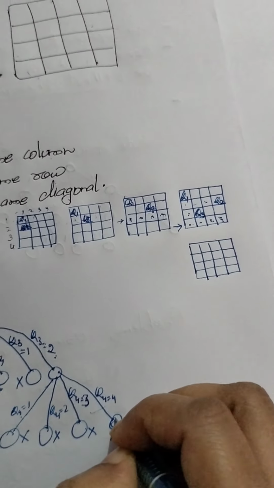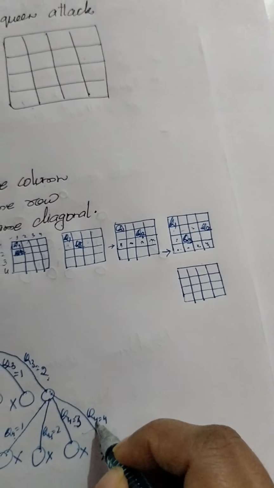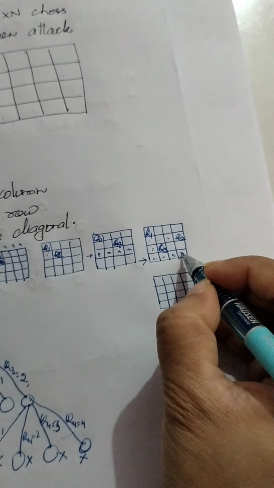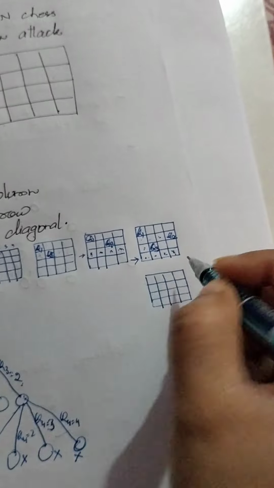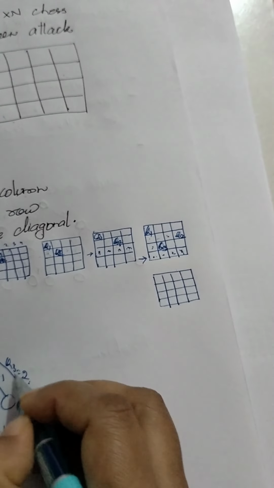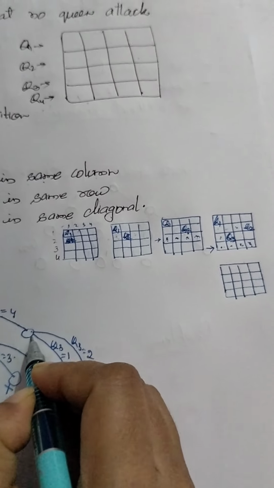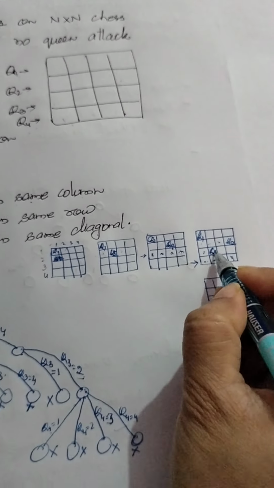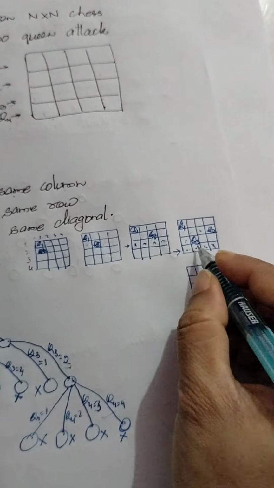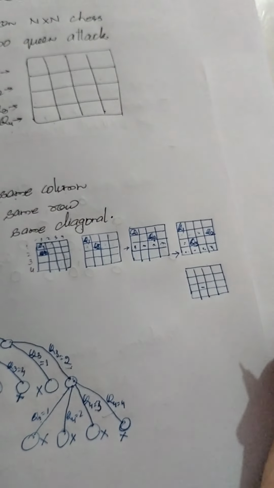Now we have to go one step back here. That means we have to remove Q4. So we have to remove Q4. That means we cannot place here. Remove Q3 one step back. So remove Q3, that means remove Q3 from here. This place is empty.